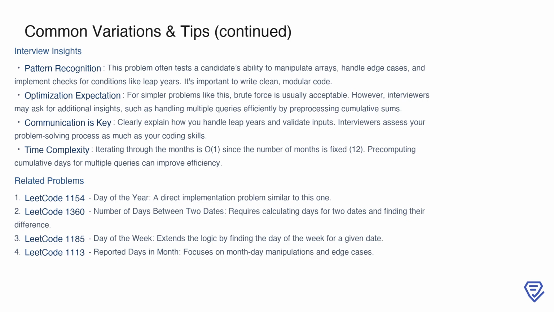Explaining your thought process clearly is just as important as getting the correct solution. Be sure to articulate how you validate inputs and manage leap years. In terms of time complexity, iterating through months is O(1), since there are always 12 months in a year. For scenarios with multiple queries, pre-computing cumulative days can result in significant efficiency gains.